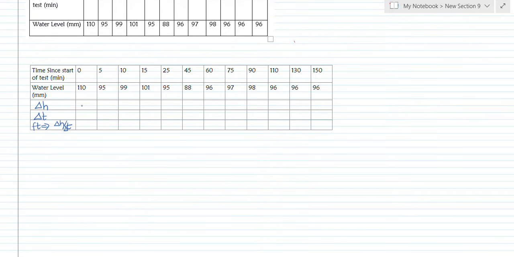So first of all, let's look at the change in water level. Now the water was kept at a constant 110, so 110 minus the water level at that time. Here it is going to be a dash or zero, and here it is going to be 110 minus 95. That's what we are going to find.